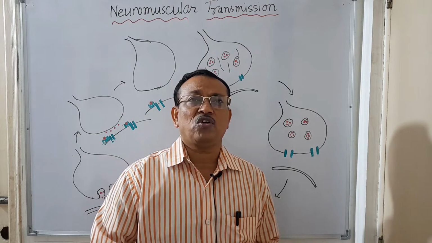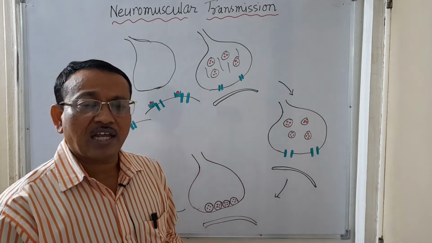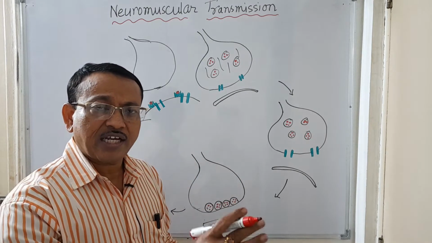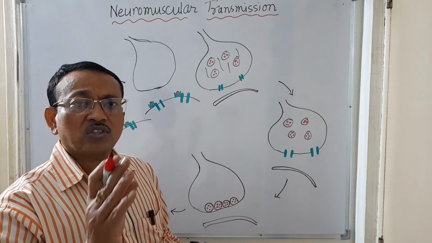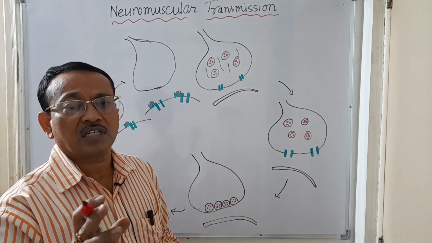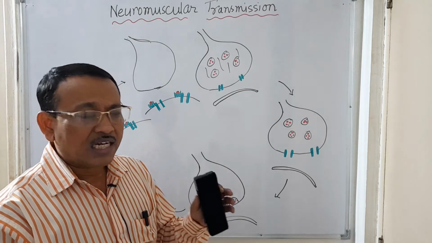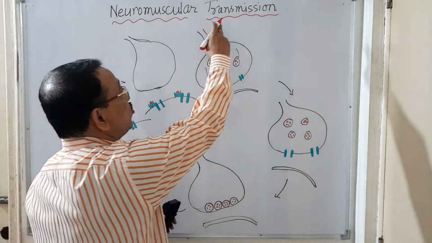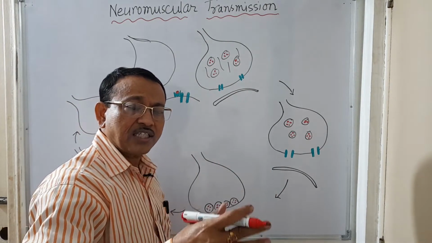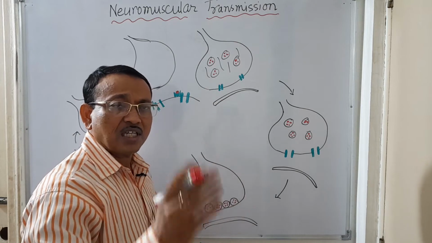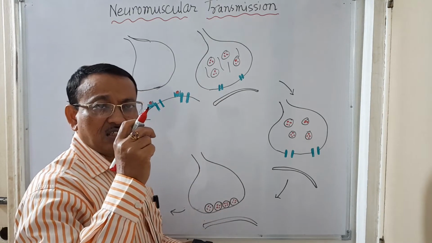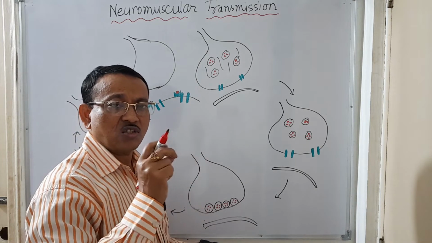So in this video, I will try to explain how the electrical impulse is passed from the presynaptic neuron to the post-synaptic membrane, that is the sarcolemma of the muscle. And that process is known as neuromuscular transmission: transmission of the electrical impulse from the neuron to the muscle via the neuromuscular junction. That is the topic of discussion today.